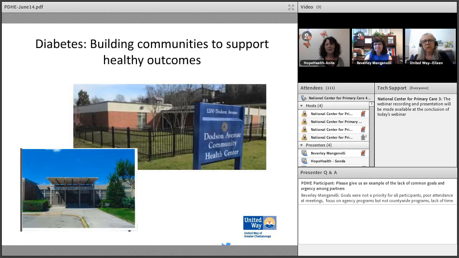And Dodson Avenue Community Health Center is in that neighborhood as well. So we get the church working with the health center. We got the relationship piece, and to build that community in terms of practices that support a healthier outcome.